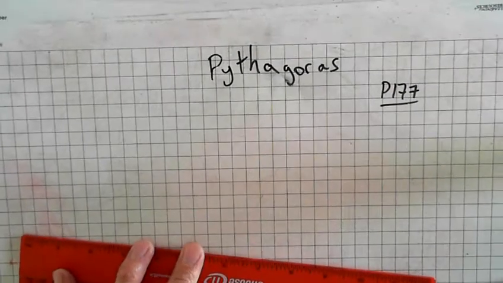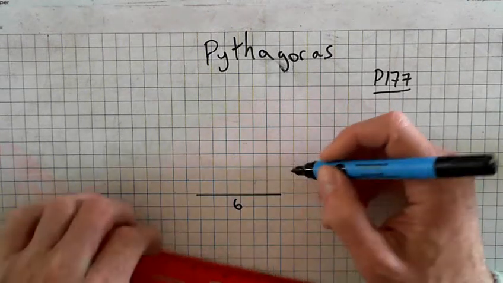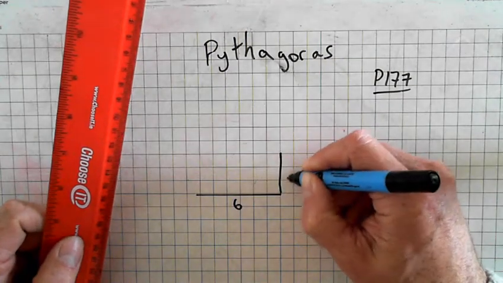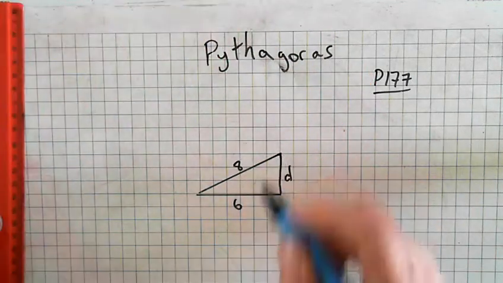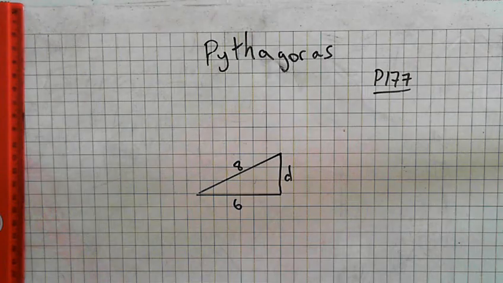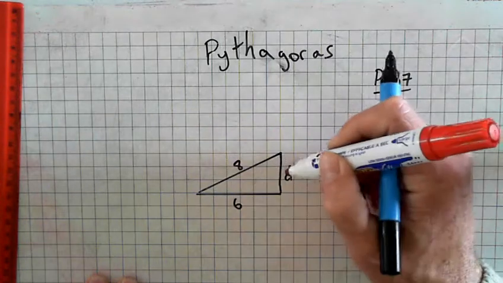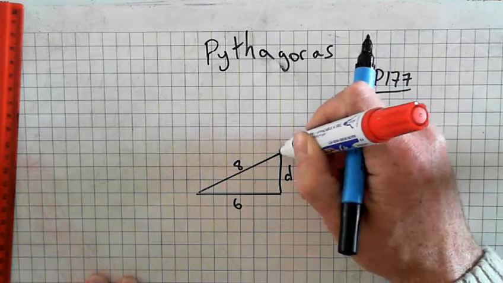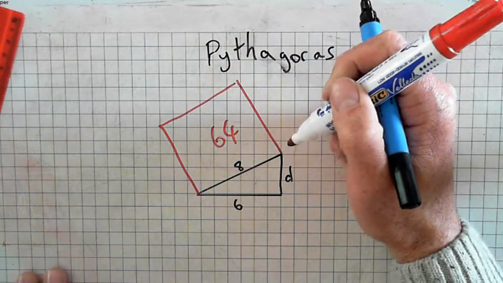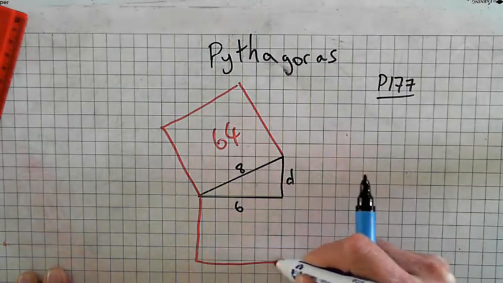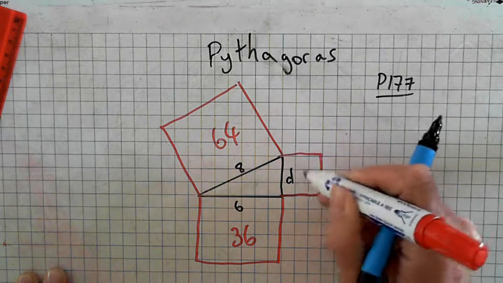So for example, we have this is 6. This is D, and this is 8. Which side is going to give me the biggest square? 6 or 8? The biggest number? 8. The longest side, the hypotenuse. So 8 by 8, 64. That's the biggest field. 6 by 6, 36. Now how am I going to get the size of this field? The area of this field?